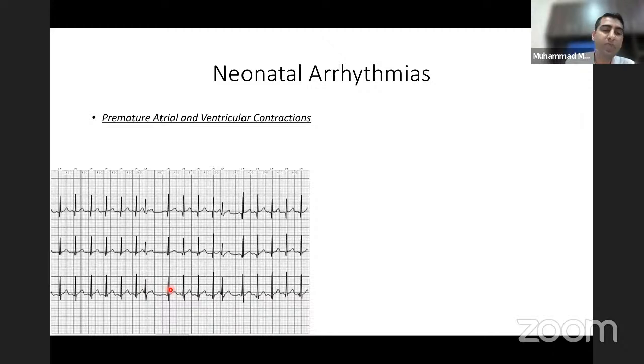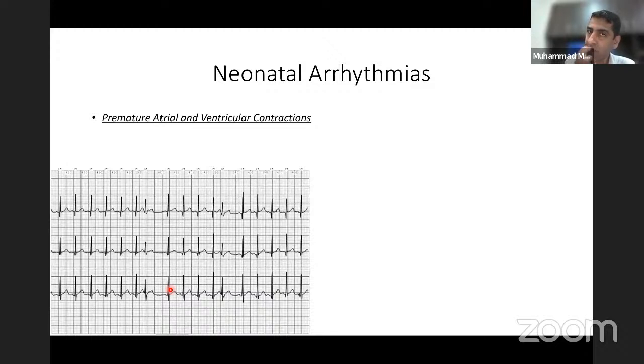And we see a lot of premature atrial contractions in newborns, especially in those patients who are sick and admitted in the NICU. Usually these PACs are benign arrhythmias, and we don't tend to treat them unless they give some hemodynamic compromise. They usually resolve with time and do not need to be treated.